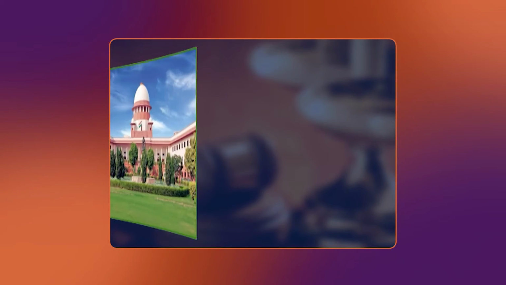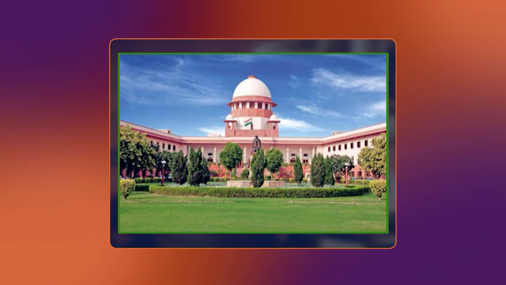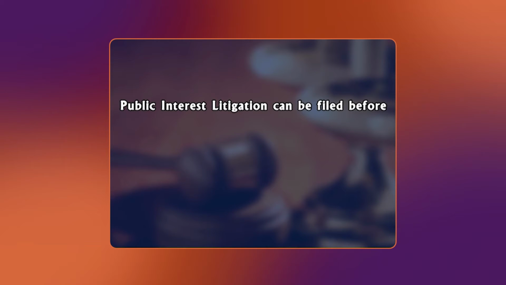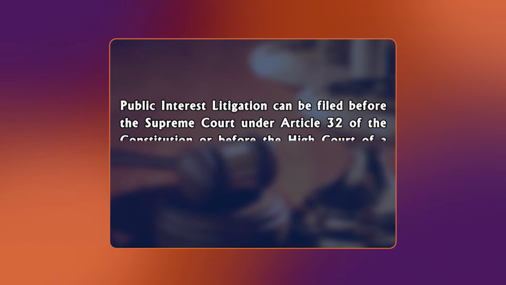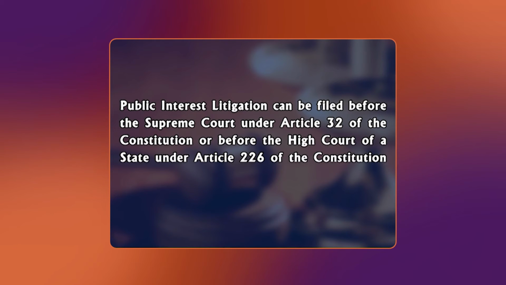Where the infringement of a fundamental right has been established, the Supreme Court cannot refuse relief on the ground that the aggrieved person may have remedy before some other court or under the ordinary law. A public interest litigation can be filed before the Supreme Court under Article 32 of the Constitution or before the High Court of a state under Article 226 of the Constitution under their respective writ jurisdictions.